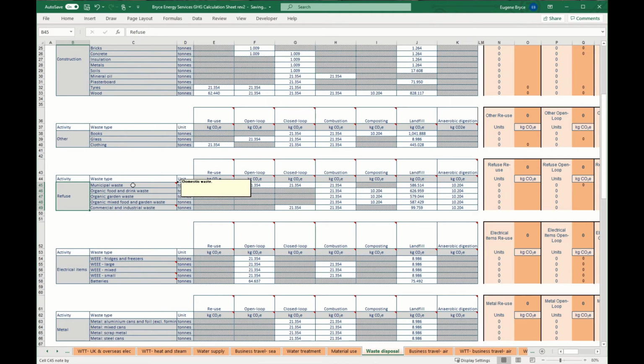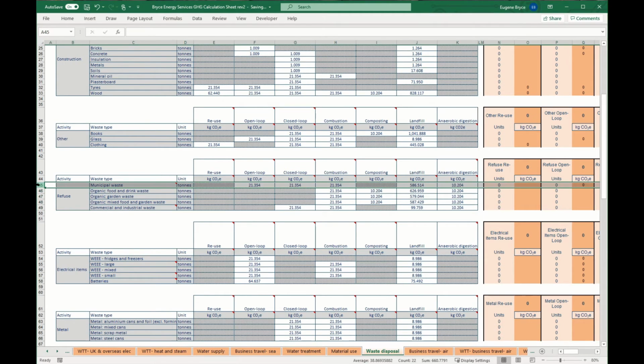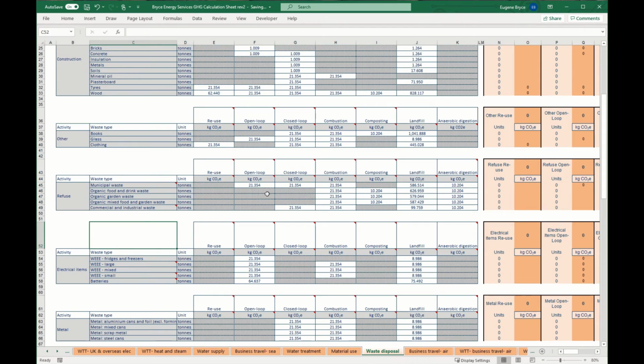So here we are, refuse, we'll just call it municipal waste. And then there are various options, whether you reuse it, open loop, closed loop, send it for combustion, composting, landfill. So in this example, it's municipal waste, you can't compost it. Anaerobic digestion in part, but this is going unfortunately to landfill.